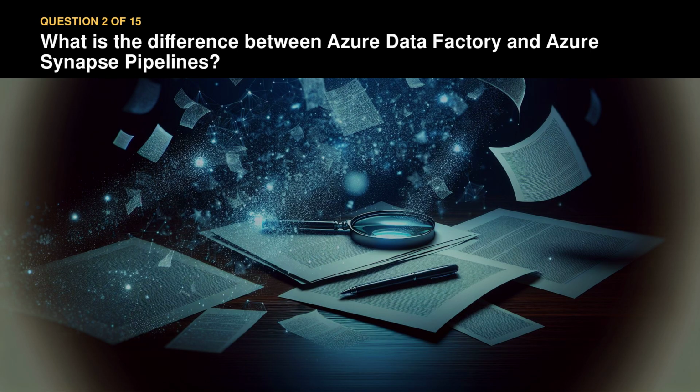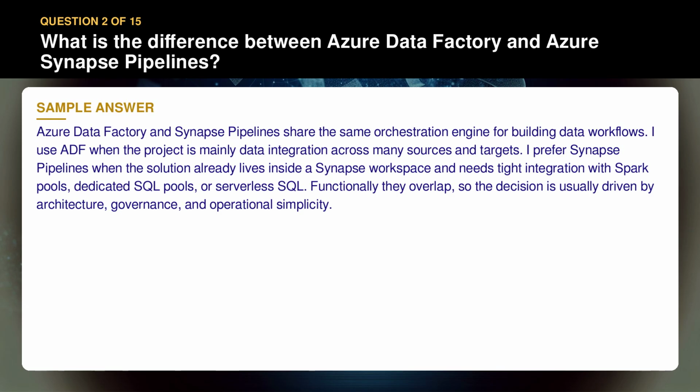Question 2. What is the difference between Azure Data Factory and Azure Synapse pipelines? Azure Data Factory and Synapse pipelines share the same orchestration engine for building data workflows. I use ADF when the project is mainly data integration across many sources and targets. I prefer Synapse pipelines when the solution already lives inside a Synapse workspace and needs tight integration with Spark pools, dedicated SQL pools, or serverless SQL. Functionally, they overlap, so the decision is usually driven by architecture, governance, and operational simplicity.